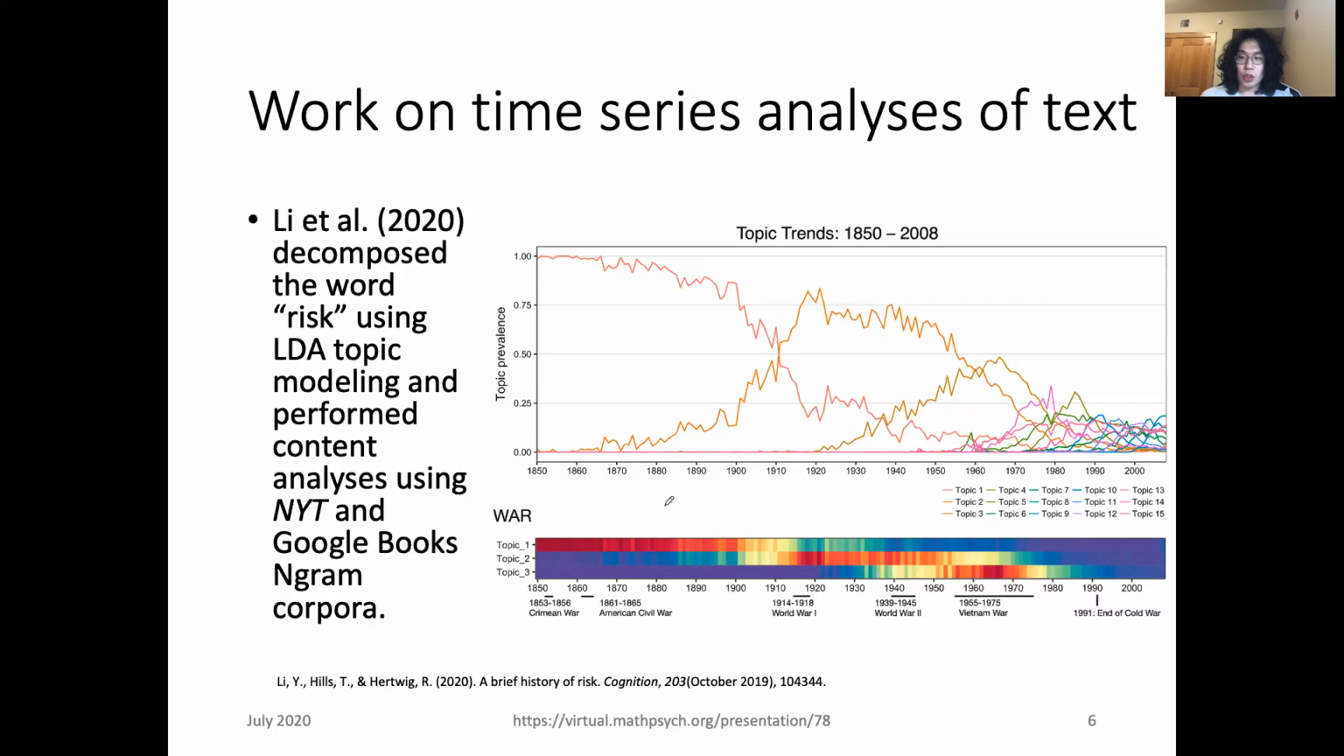For example, war is the main category, and we can see in the heat map that the smaller topics, 1 to 3, are very distinct across time, covering different wars in history.